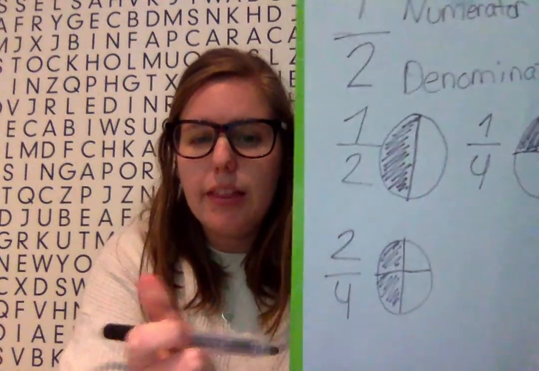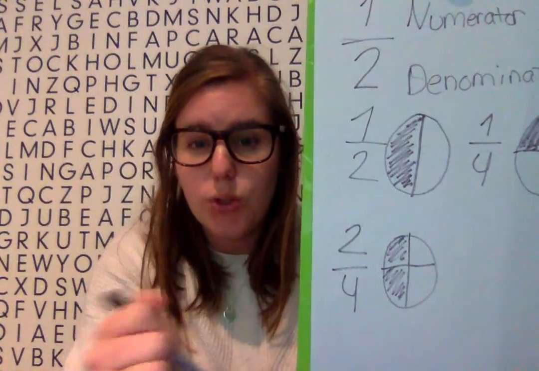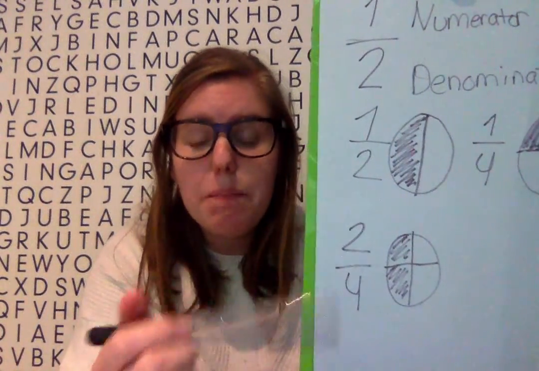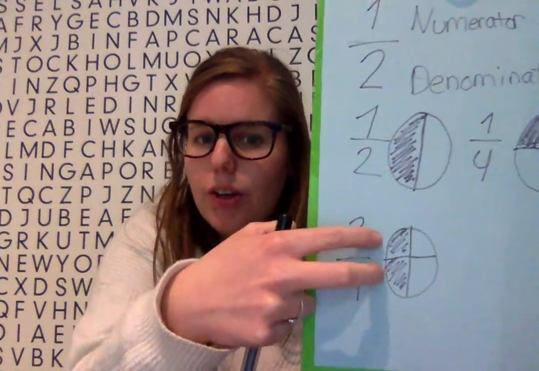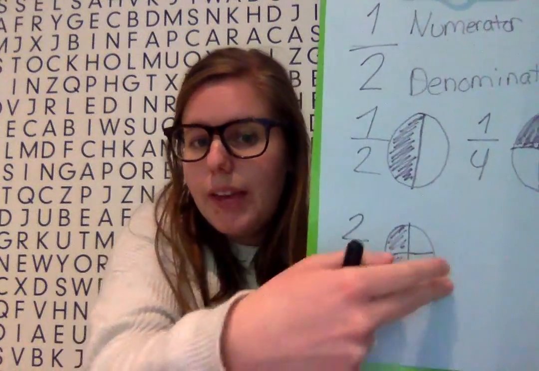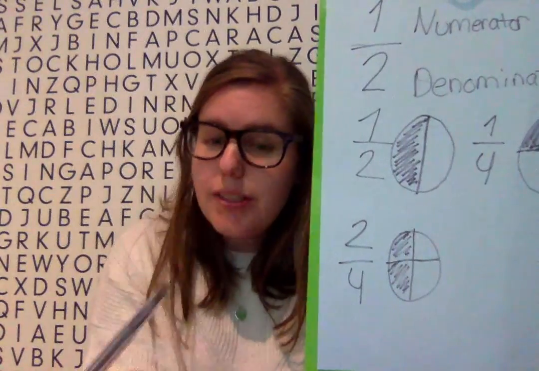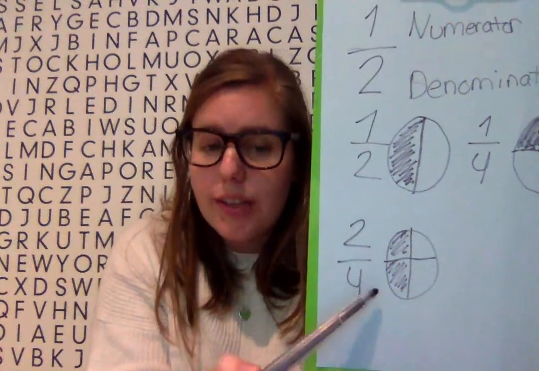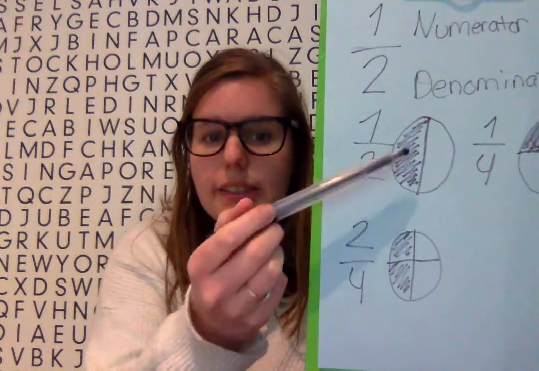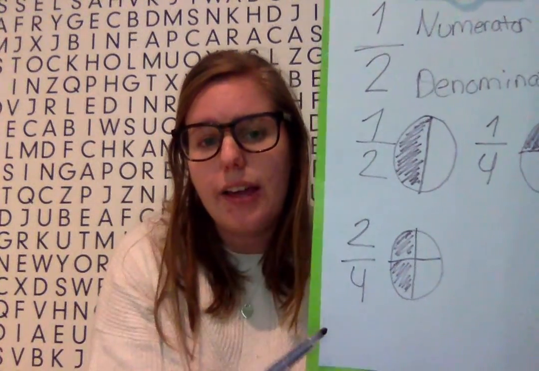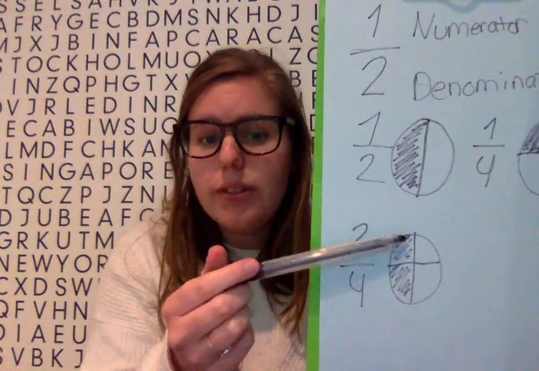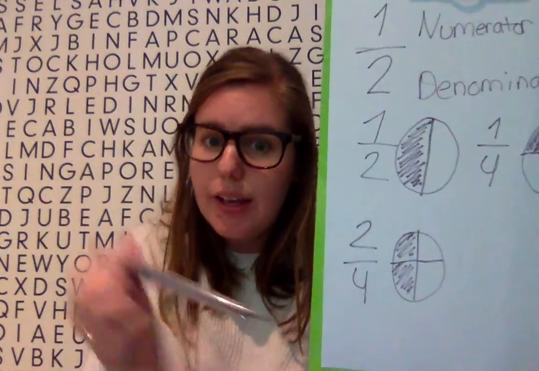Do we notice anything similar about 1/2 and 2/4? If you notice that they're pretty much the same, that's great. So 2/4 is half. It's just a different way to write it, saying we cut up the pizza into 4 slices and I got 2, instead of saying we cut the pizza into 2 slices and I got 1. So you're still getting the same amount of pizza, it's just cut into smaller slices.